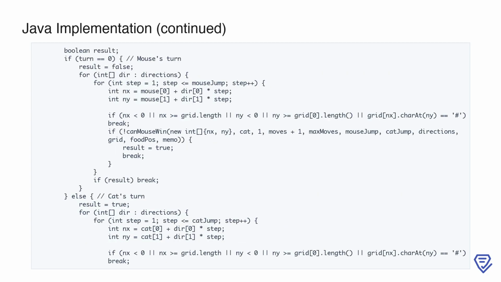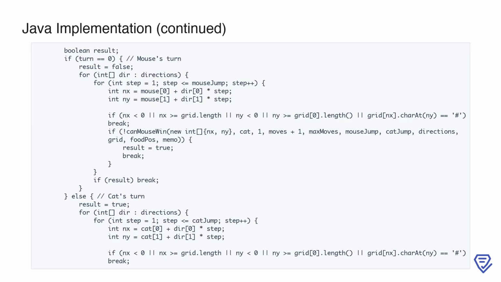In the recursive method canMouseWin, we first check for base cases. If the maximum number of moves has been reached, the game results in a draw, so we return false. We also encode the current state of the game as a string to check if the result for this state is already memoized. If so, we return the stored value. The next base cases handle win or loss conditions. If the mouse reaches the food, it wins, and if the cat reaches the food or the mouse, the cat wins. The logic then branches based on whose turn it is.